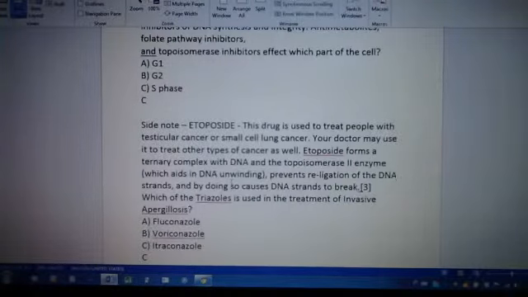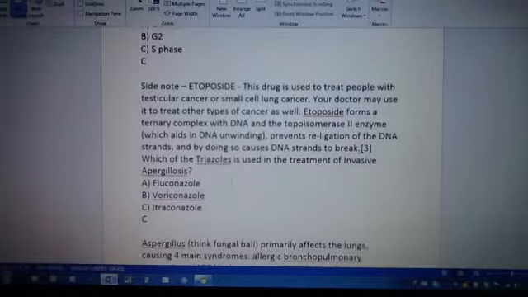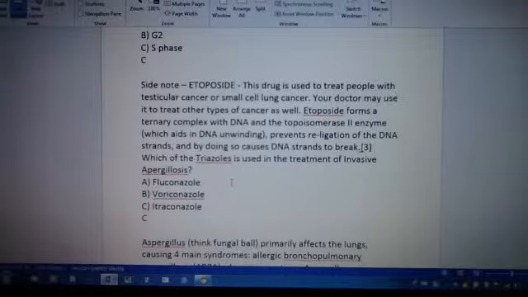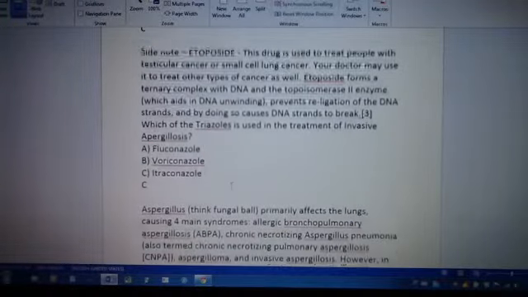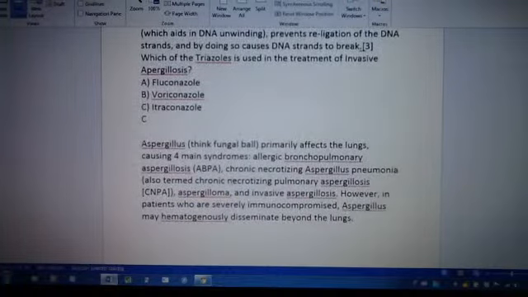Which of the triazoles is used in the treatment of invasive aspergillosis? What am I doing? These questions are all stuck together. Anyway, I stuck that in there because I wanted to remember what etoposide does and to connect it with topoisomerase II. Don't forget that. Next question, which of the triazoles is used in the treatment of invasive aspergillosis? Is it A, fluconazole, B, voriconazole, or C, itraconazole? I thought it was fluconazole, but the answer is C, itraconazole.